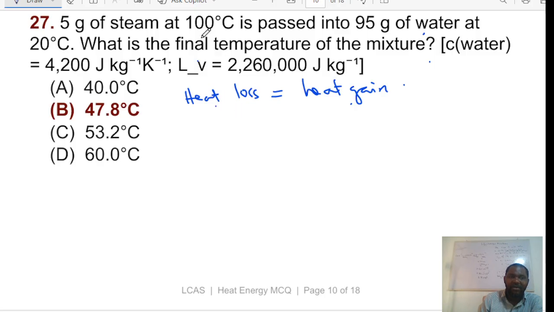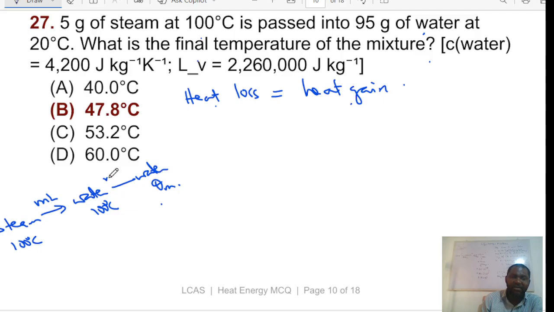What is the heat loss by steam? First of all, the steam will be converted to water. This is the transformation. You have steam at 100 degrees Celsius must be transformed to water at 100 degrees Celsius first, before it now transforms to water at the temperature of mixture, because that's what we're looking for. And this first transformation is mL. The second transformation is mc theta, because there is a change in temperature. But when steam is changing to water, temperature didn't change, and that must happen before the temperature now decreases. So I'm going to come here and say mL plus mc theta.